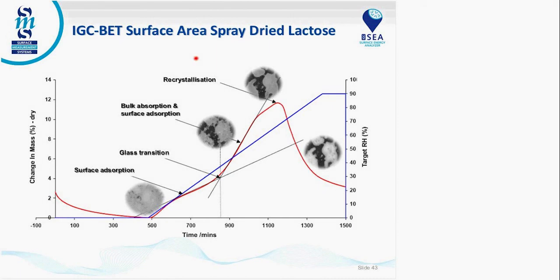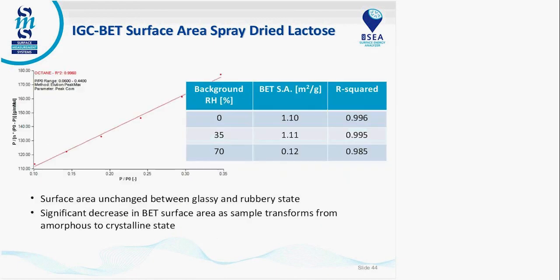Here we have a spray-dried lactose. This is dynamic vapor sorption data. And we can see here at low humidities we have surface sorption. Around 35% RH it goes through the glass transition. Then around 60% RH it goes through a moisture-induced phase change from the amorphous phase to the crystalline phase. So on the same sample, in the inverse GC, we could look at it before the glass transition, at or above the glass transition, and then at or above the crystallization point. And that's what we did with this study.